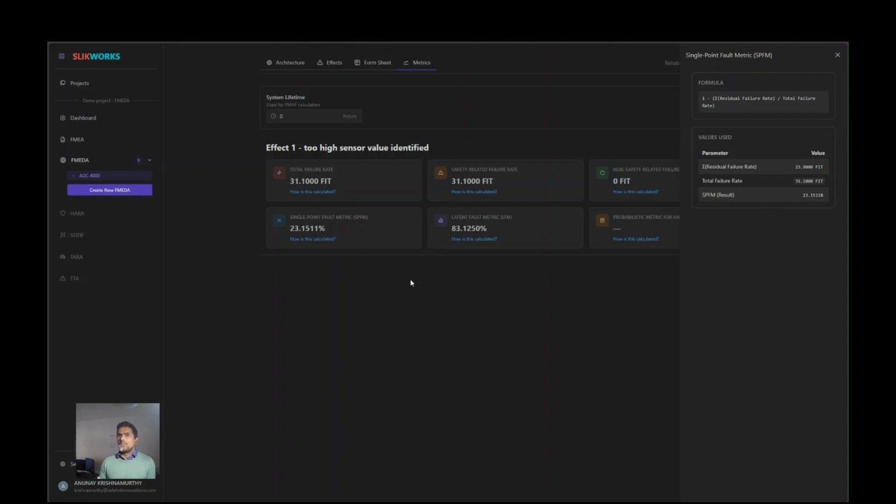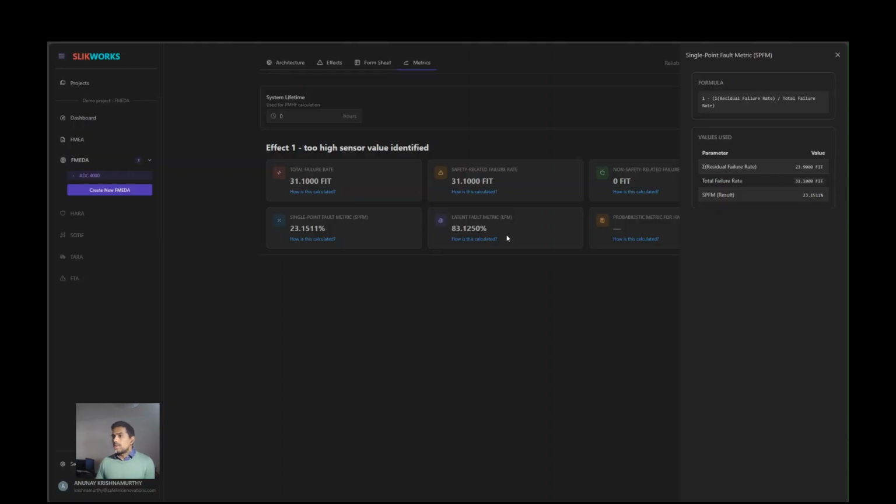Well, what does this mean, 23.1? What can we do with this? In ISO 26262, depending on the ASIL, a certain level of SPFM has to be achieved. If it is an ASIL D, then an SPFM of 99% has to be achieved. Then we know that this is just not good enough, and we need to make some changes in the system to bring this up to 99%.